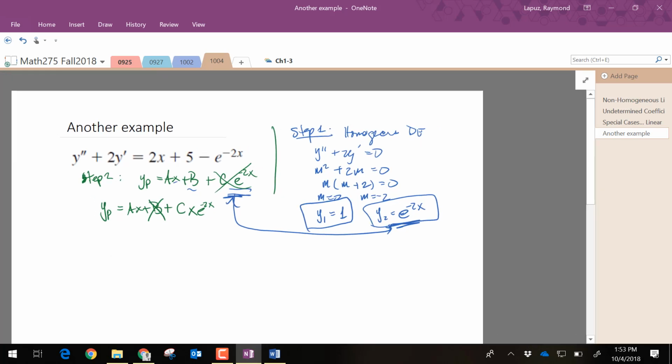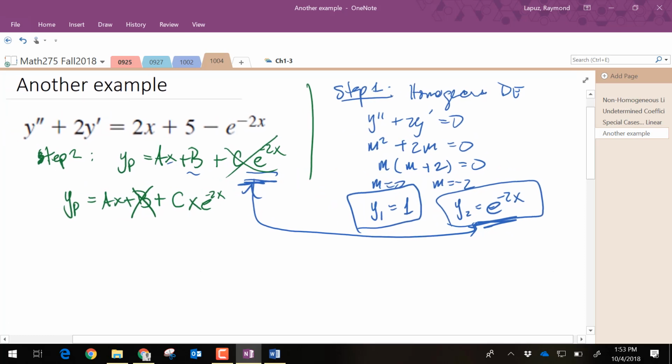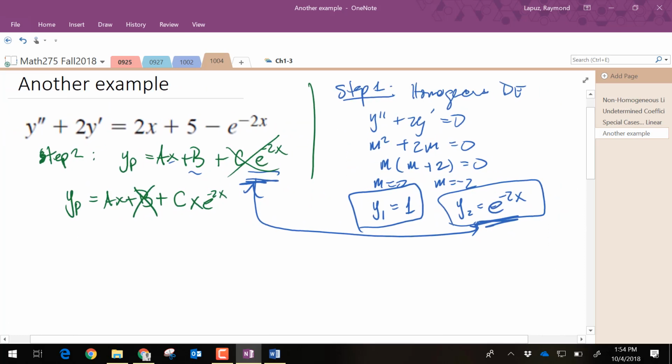Let's just rewrite this then. Y sub p is equal to ax plus b x e to the minus 2x. All right, let's try that. Because we got rid of the b, I just want to deal with as few of these coefficients as possible. And since we got rid of the b, since it was matching with this constant, I could have stuck with ax plus c times x e to the minus 2x, but I just prefer a and b, I guess. It's just a constant. So there's matchings that we need to get out.